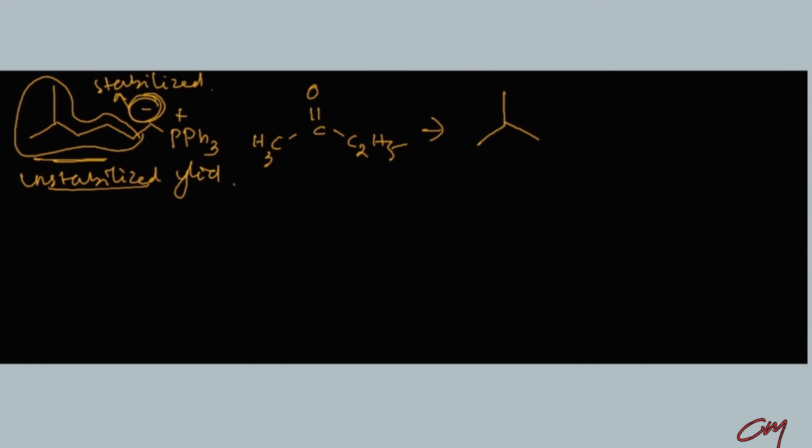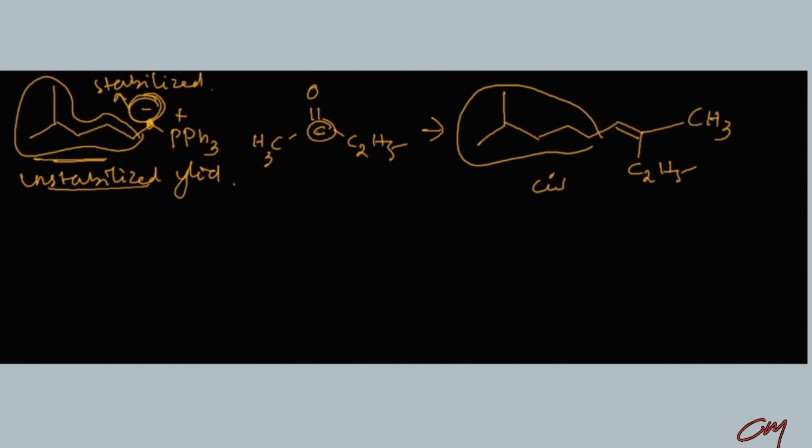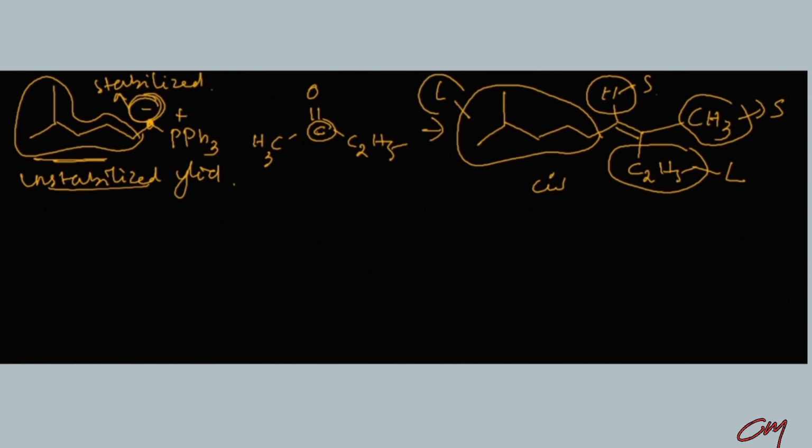So the product that will be formed is, here there will be a double bond. This carbon and this carbon will form a double bond. And we get this one. Now there will be C2H5 here and CH3 here. Since this is a large group, this is a large group, this is a small group, this is small, and here there is a hydrogen, this is also small. Since these large groups are on the same side, it is cis or Z, you can say.